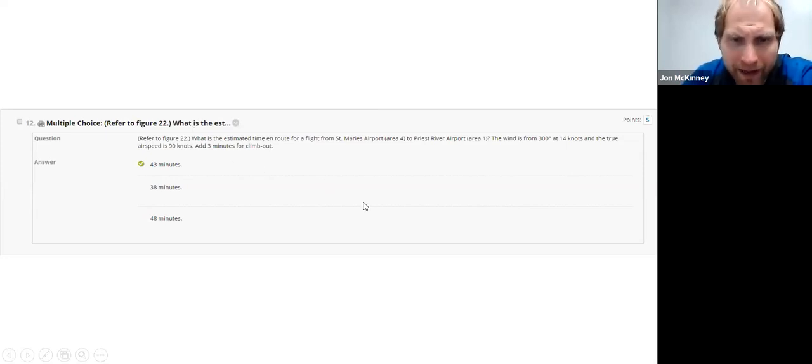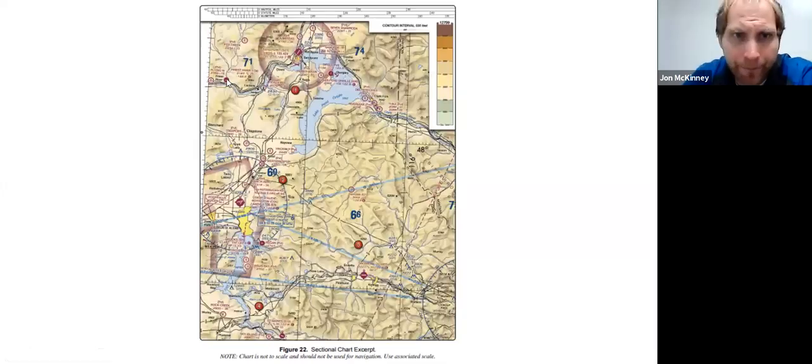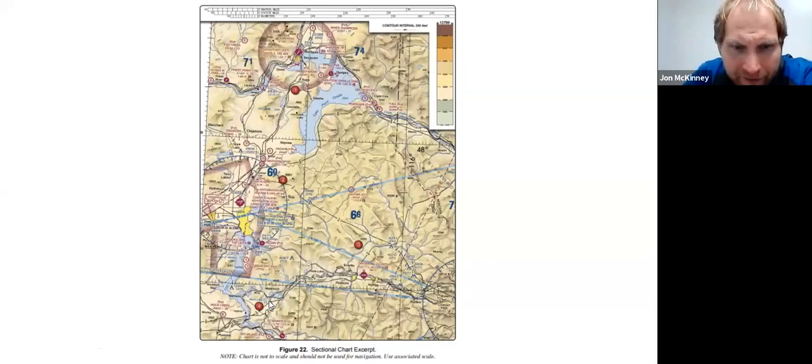So if I back up, that's figure 20. If I go forward, here's figure 20. The idea is that I'm trying to do a flight from Priest River, which is up here, and it's going to go down here to, well, let me just double check it. I'm confusing my problems. It's from St. Marie's Airport, Area 4, to Priest River, Area 1. So St. Marie's, Area 4, that'd be down here somewhere.